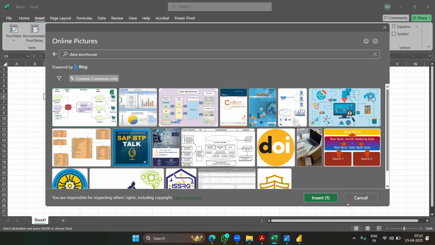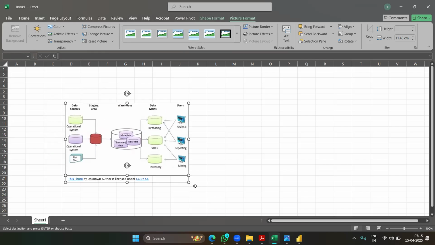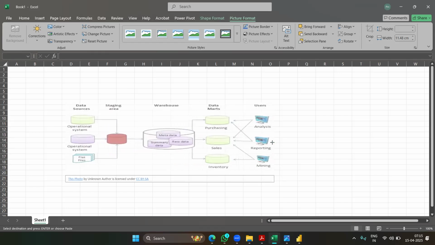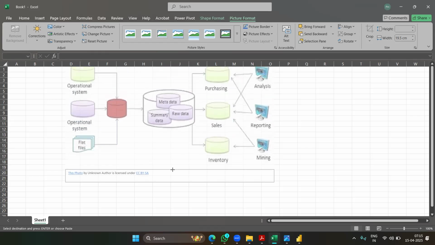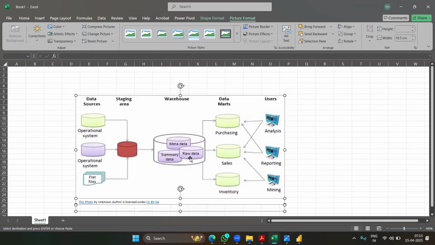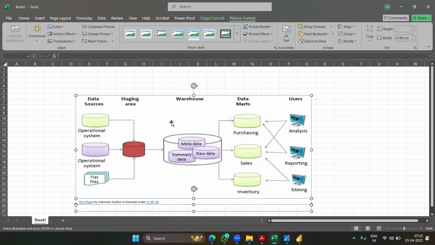This is the one which I use, and this is perfectly fit for doubts and clarifications. If you see the image below, in between is the warehouse. Now let us start from left to right.